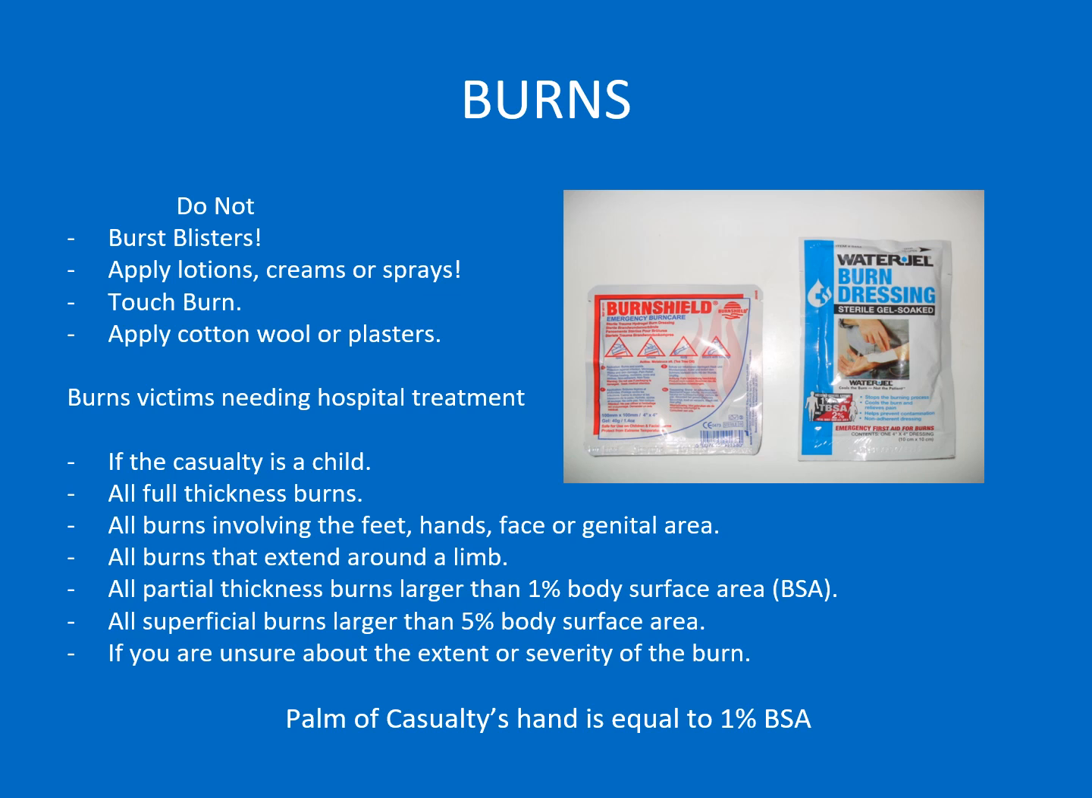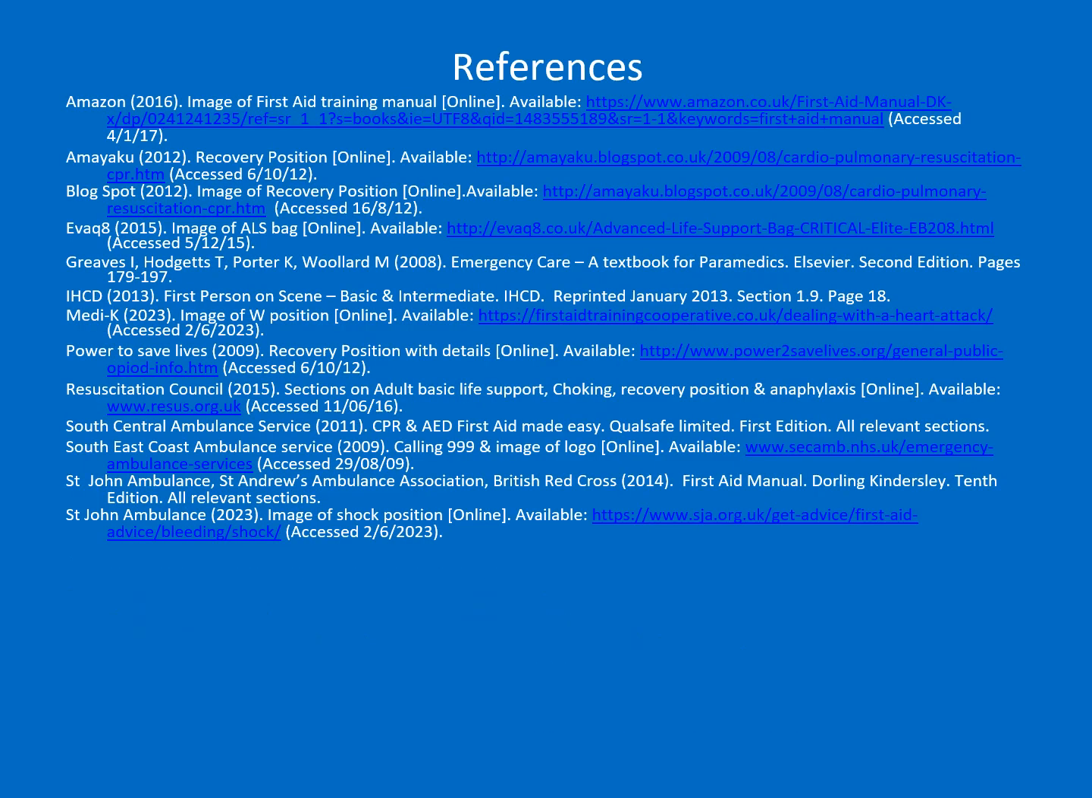And just for information, burns victims needing hospital treatment will be all children, all full thickness burns, all burns involving the feet, hands, face or genital area, all burns that extend around a limb, all partial thickness burns larger than 1% body surface area. So 1% of body surface area is equivalent to the casualty's palm. All superficial burns larger than 5% body area will need to go to hospital. And if you're at all unsure about the extent or severity of the burn. And there's references.